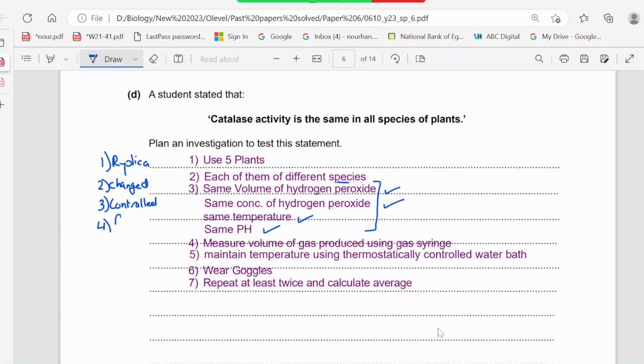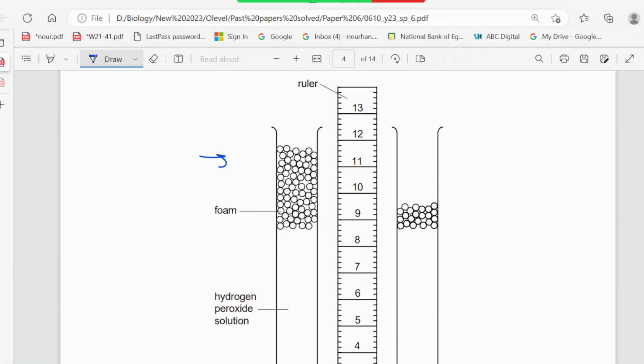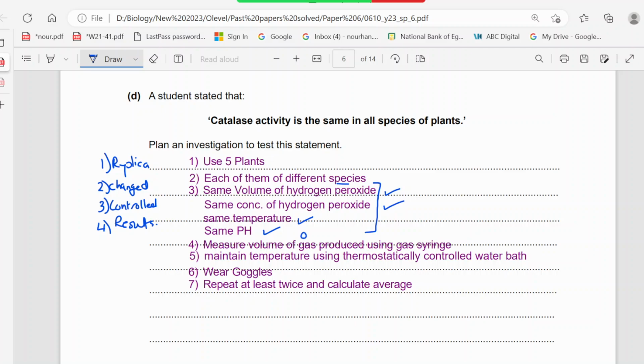Number 4, what results are you measuring and how are you going to measure؟ يعني مش بس تقولوا لي ايه اللي انا هقيسه، لا هقيسه ازاي هقيس الحاجة دي. طيب in this experiment I can write measure the height of foam using a ruler like this way، وممكن اقول له and this is a better way of measurement measure the volume of oxygen gas produced using a gas syringe. مثلا in 3 minutes measure the volume of oxygen gas produced in 3 minutes.